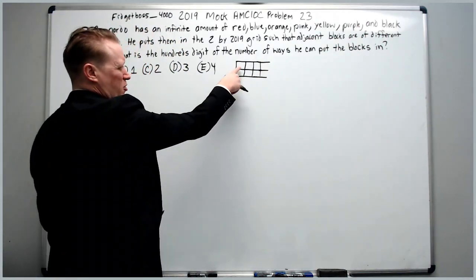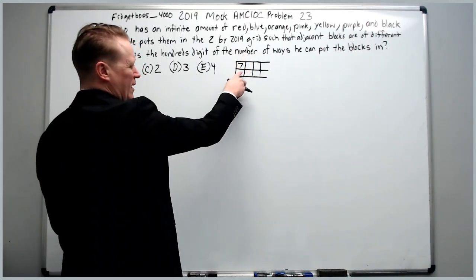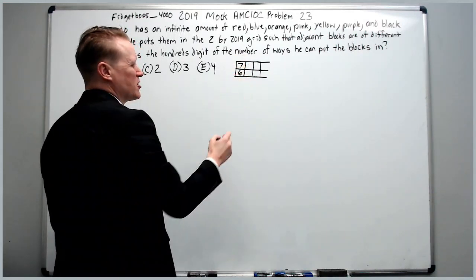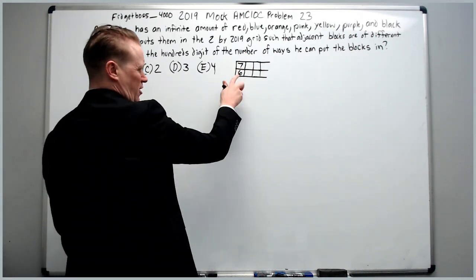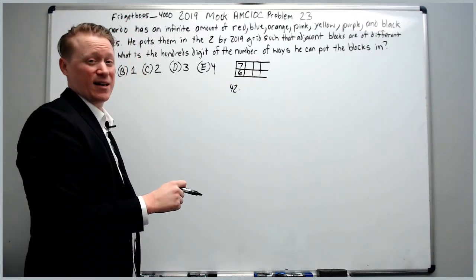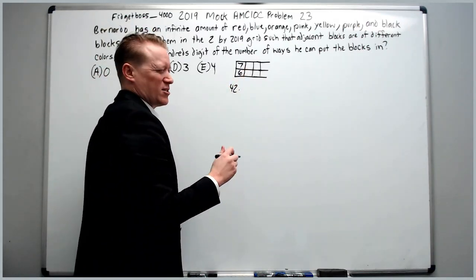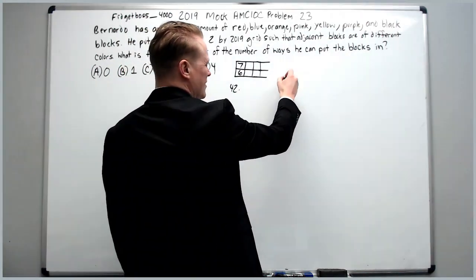Let's think about how many choices he has for the first block. 7 choices. Then the block right underneath it will have 6 choices. So for the first column, there's 7 times 6 is 42 ways for him to set it up. The second column is a little more complex because there's actually 2 scenarios we should consider.